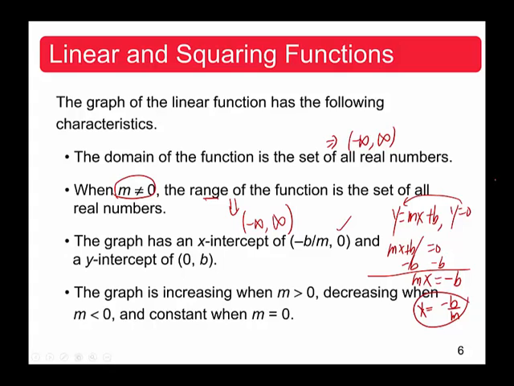Okay. And the graph is increasing if the slope is greater than 0, it's decreasing when the slope is less than 0. So positive slope, increasing line. Negative slope, decreasing line. When slope equals 0, there's a constant line. 3 different categories.